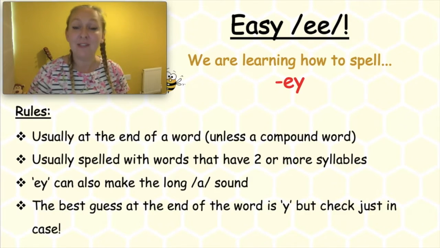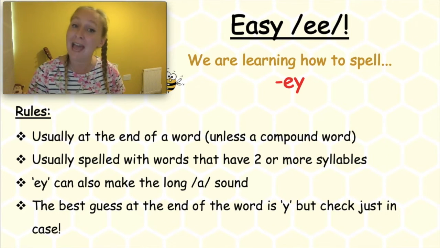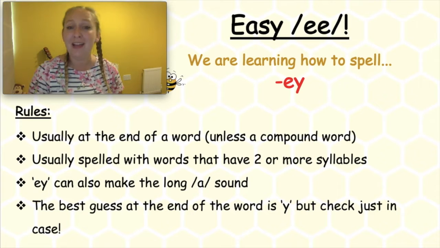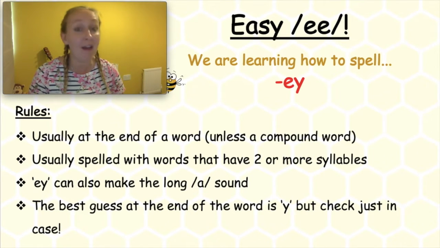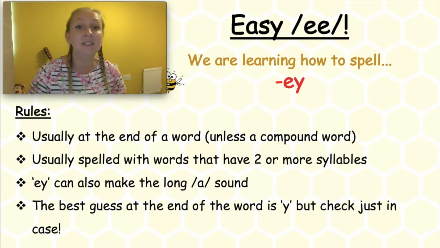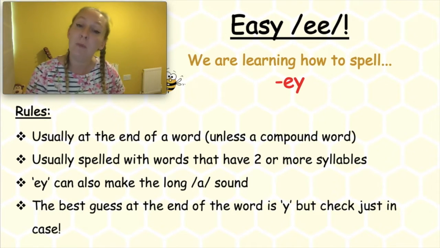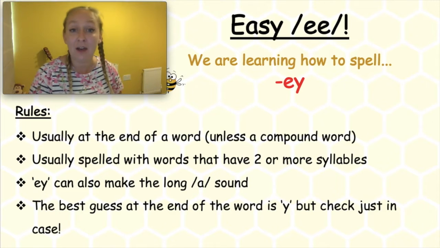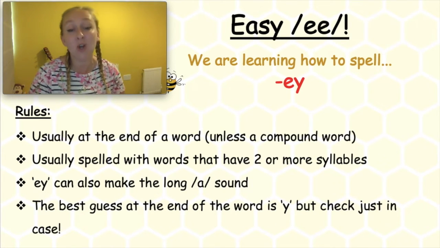Okay, so as I've said, we are learning how to spell the long E with an E and a Y. Now, there are a couple of different rules for spelling the E and a Y. There aren't many. So for lots of these spelling words, I would say you just have to learn them. But if you're really not sure, there are a couple of rules. So when we spell the long E with an E and a Y, it's usually at the end of a word, unless it's a compound word.